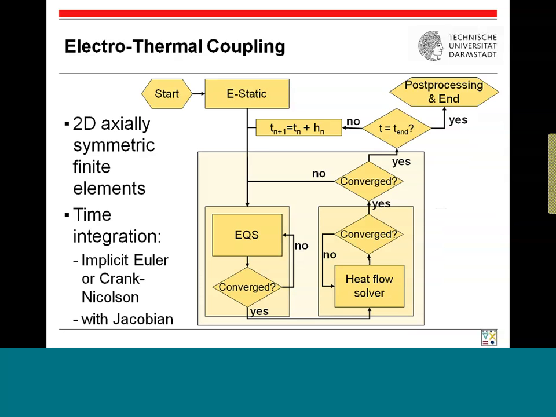This is the computation scheme of our program. We are calculating in 2 dimensions only, considering the problem is axially symmetric. First, we are calculating an initial solution. Then we are starting a loop. We calculate an electrostatic solution. Because the solution is nonlinear, we require several iterations until the solution has converged. With this vector of electric potential, we are calculating the temperature distribution, the new temperature. The heat flow equation is also nonlinear, so we may also need several iterations. And then we test if the temperature has changed so much that we have to start again with our electrostatics equation. If that is not the case, we advance in time.